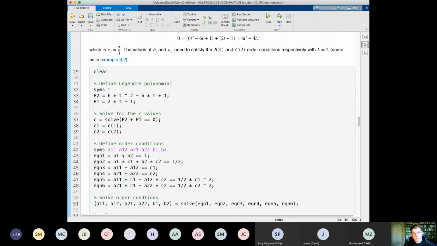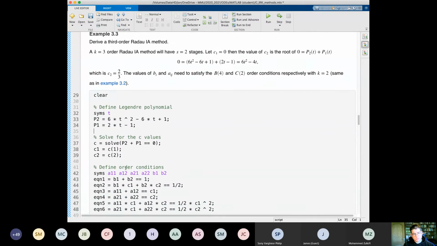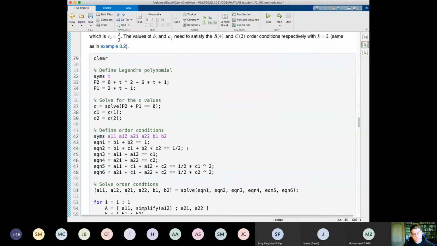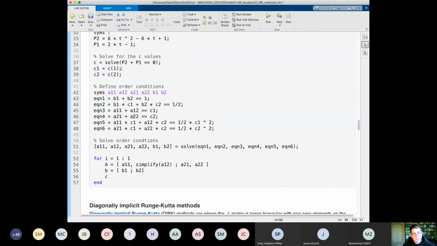We've got 2 stages, so we need 2 order conditions for B1 and B2. So that's these 2. And we have 4 order conditions for the remaining A values. So actually it's very similar to the Gauss-Legendre method, except our C values are calculated by solving P2 plus P1. So what I'm going to do is run that and see if it works.